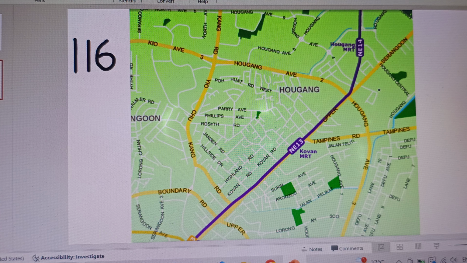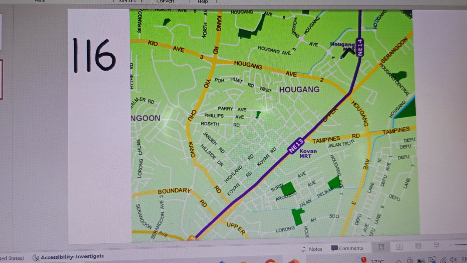Now I'll be going over a common conceptual misunderstanding of why bus routes are designed in a certain way. Today I'll be talking about 166. No, 116, my bad. This isn't the previous version of 116, it is actually the current version. It starts from Hougang Interchange and then goes to Hougang Avenue 4 and then Hougang Avenue 9.